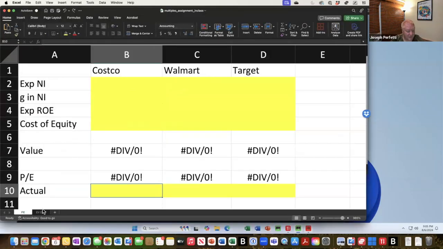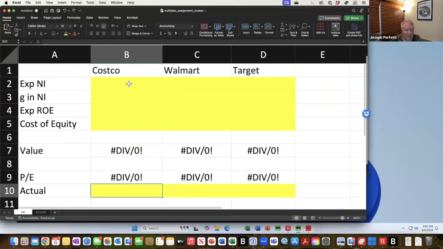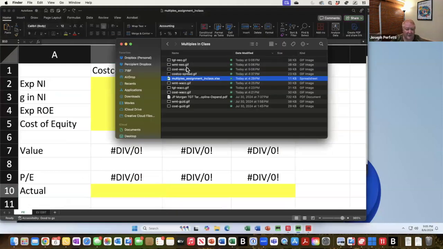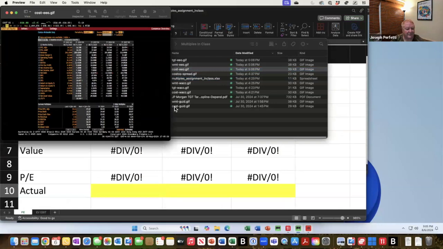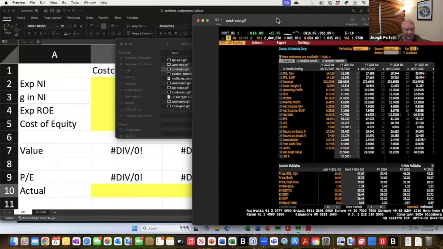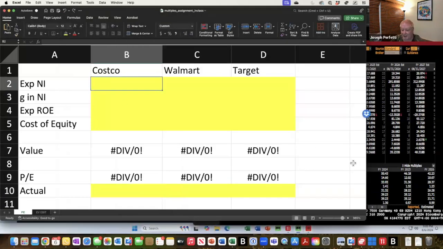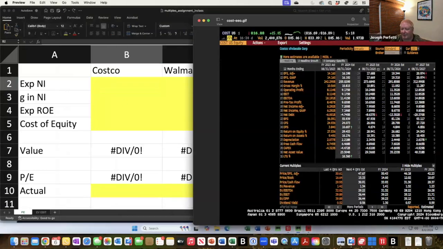All right, so starting, there are 2 tabs, PE and EV to EBIT. Start out with PE, Costco. You'll get the data from their EEO screen. First thing you're going to need is the expected net income for Costco, and we're going to use the second forward year, same as before. So second forward year, count the columns, 1, 2, expected net income, 7906.